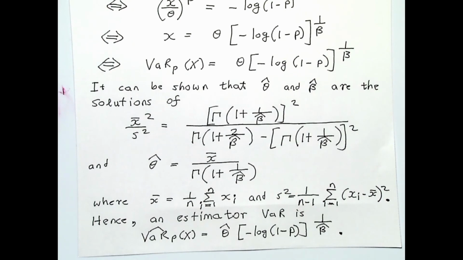All right, so this completes the sixth method, and this also completes the parametric estimation methods for value at risk. In the next video, I shall talk about non-parametric estimation methods for VaR.